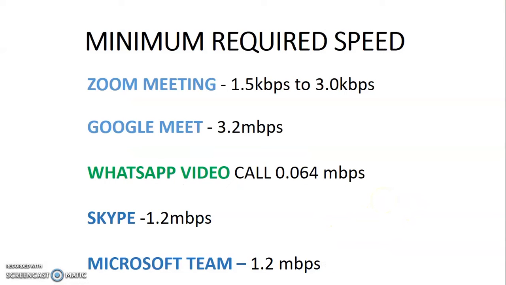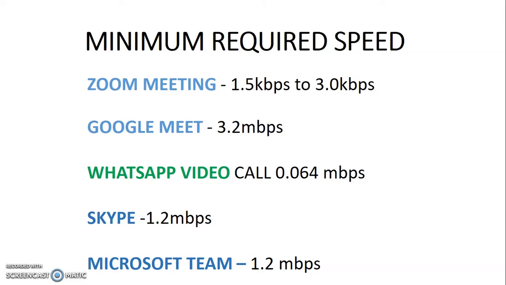Okay, so for Skype, we need an average of 1.2 megabytes per second, and for Microsoft Teams, we need an average of 1.2 megabytes per second as well. So when you want to go into any of these meetings, do well to run your internet speed test to ascertain whether the speed available in your location meets these requirements, and where they do not meet it, you try other network service providers to see the one that will give you the required speed so as to have a seamless connection.